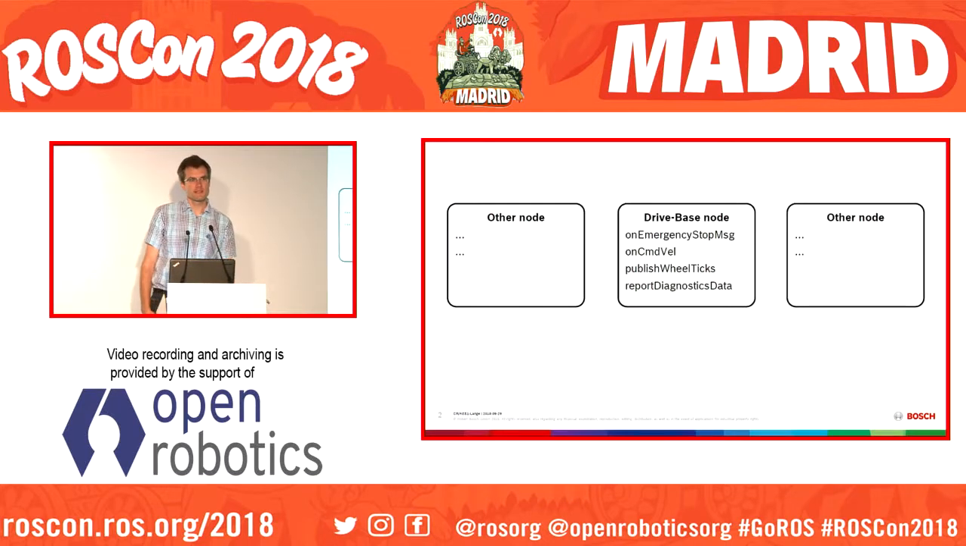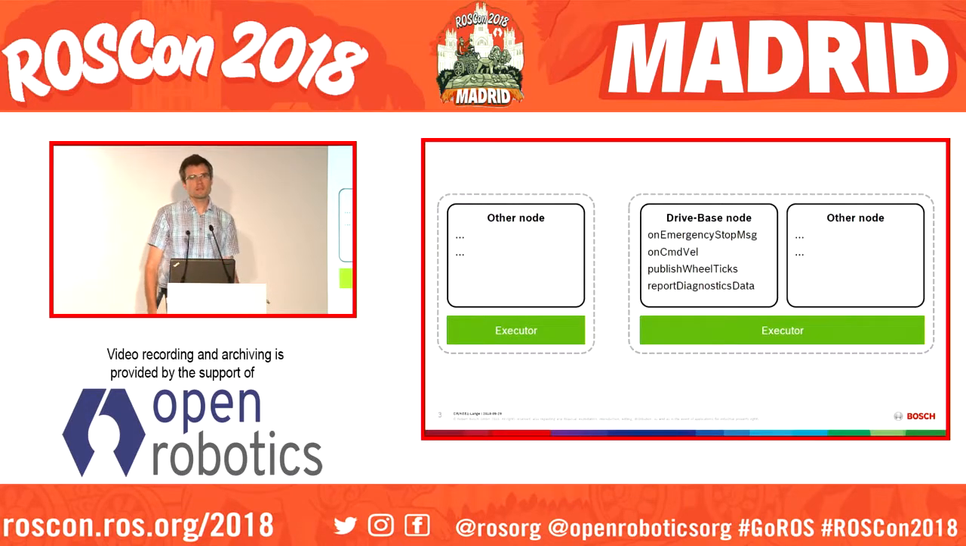ROS2 basically uses the same computational model as ROS1 with nodes, with callbacks, which are triggered by messages, by timers, and these invocations are processed sequentially by a spin thread. For this purpose, ROS2 introduced the notion of an executor on the RCL-CPP layer, and each process has one instance of this executor that works as a spin thread on these invocations.